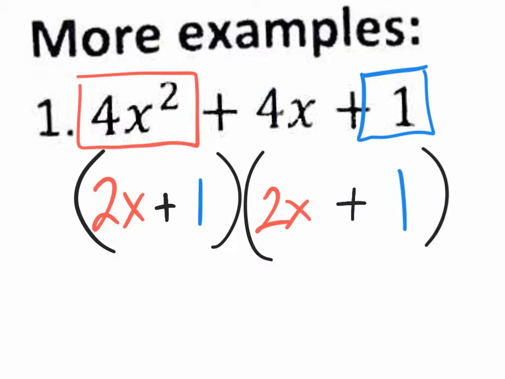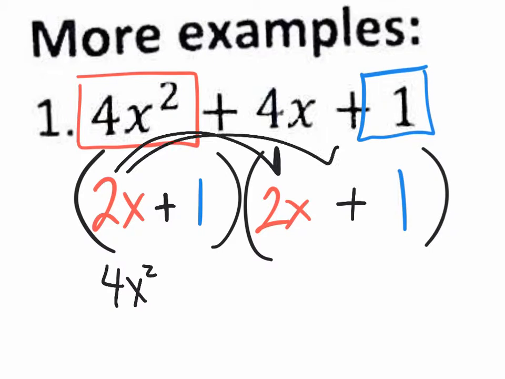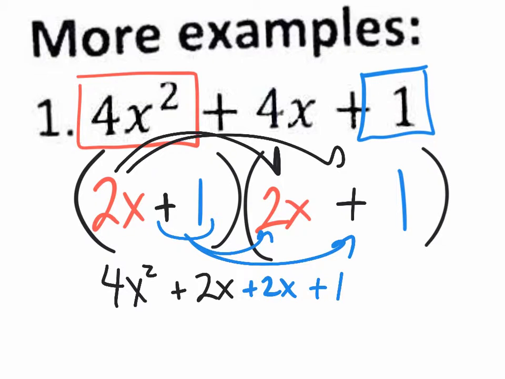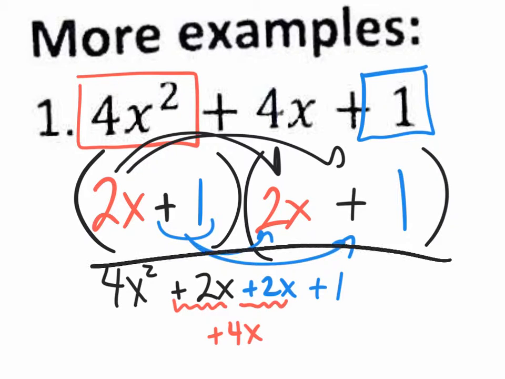Not only that, we need to double check. So if we start distributing 2x times 2x, you're going to get 4x squared. 2x times 1, that's another 2x. And then if you distribute that 1 times 2x, that's another 2x. And 1 times 1, that is 1. And when you do combine those middle terms, you do get the positive 4x that we have up here as the b value. So we have double checked, we know we have factored this correctly.